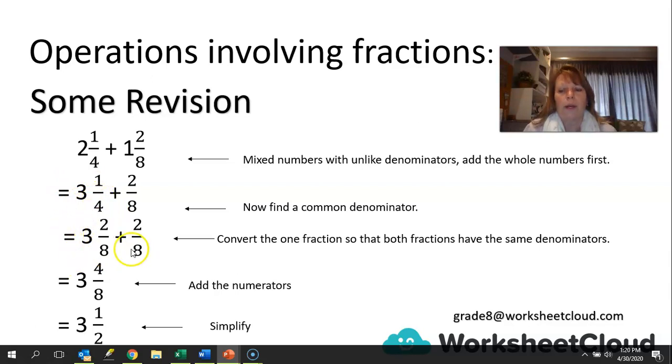I can now work with that because both my denominators are 8. I now can add my numerators, so 2 plus 2 is 4. I end up with 3 and 4 over 8, but I need to simplify, and that will give me 3.5.